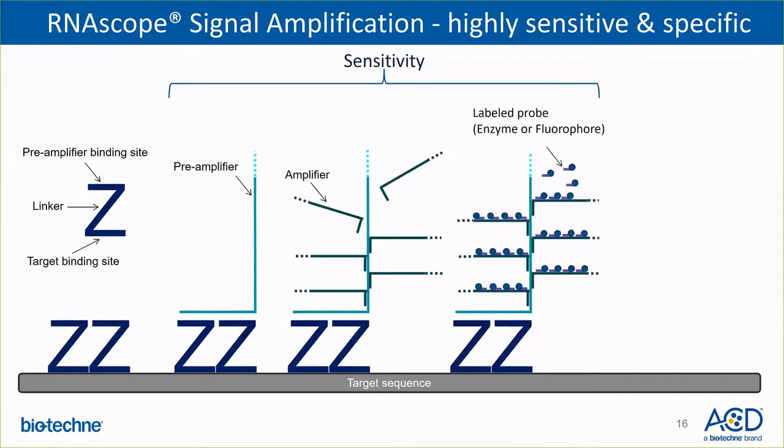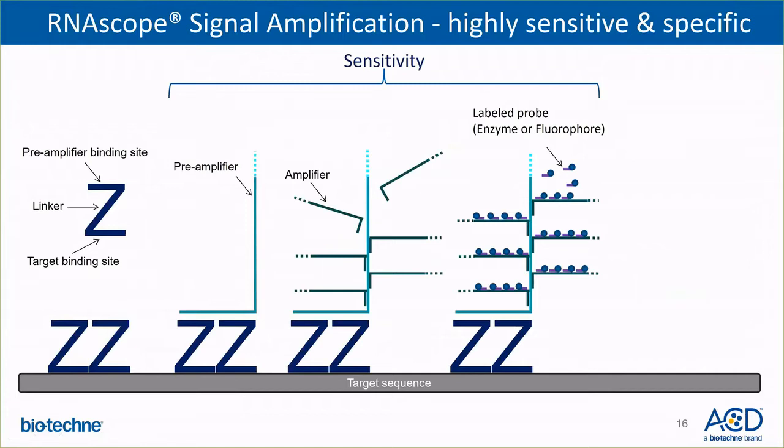And each amplifier can further bind multiple labeled probes, sequentially hybridizing to assemble a branching complex at each ZZ binding site. Labeled oligoprobes may either be conjugated to an enzyme, such as HRP, that generates a visible signal after chromogenic reaction, such as with DAB, detectable under a standard bright field microscope, or generate a fluorescent signal, such as with TSA-based fluorescent dyes, detectable under a fluorescent microscope. The labeled probes can also be directly conjugated to fluorophores that allow for visualization of the signal, again under a fluorescent microscope.